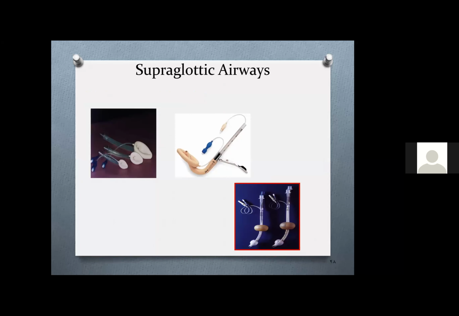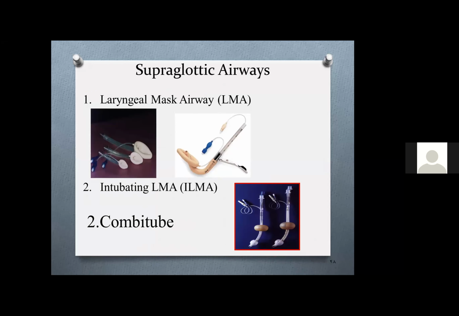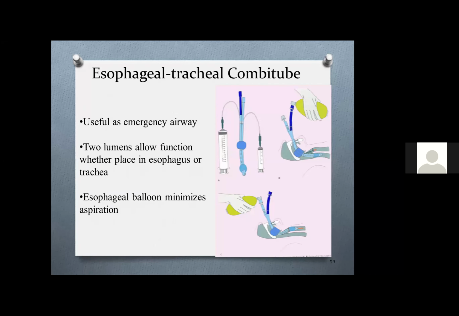The supraglottic airway device, the left side picture, this is what you used to see, the LMA. The right side is getting more famous nowadays, and they call it the intubating LMA or the fast track. This lower part has two balloons, they call it the combi tube. I'm gonna talk to you about them now.